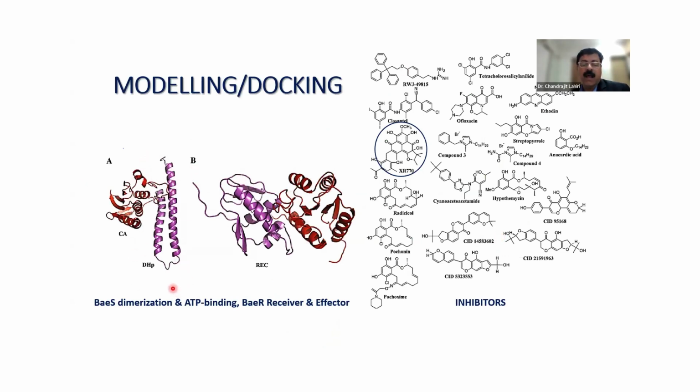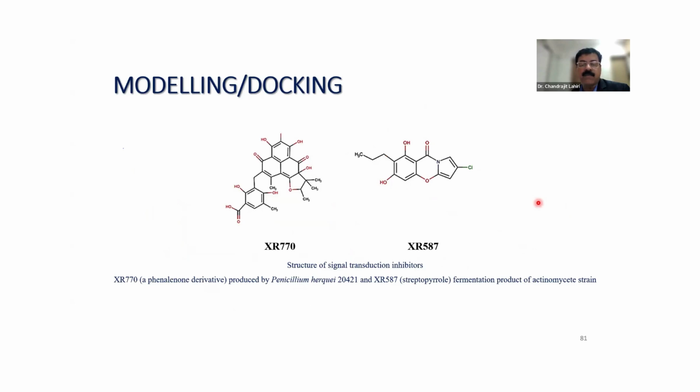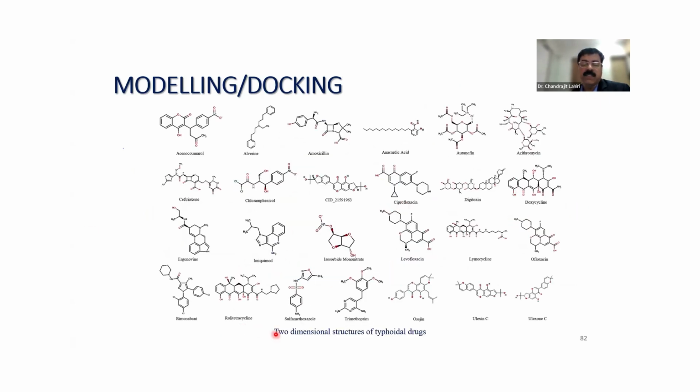We've taken them, and sometime back I collaborated with Dr. Shiva's group, and we found that XR770 is one which can be targeted, and we've done some computational study. The second part of the study shows that XR770 indeed is a protein which can be a really nice target for these salmonella proteins.